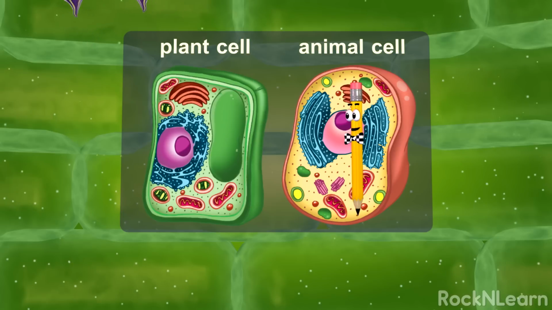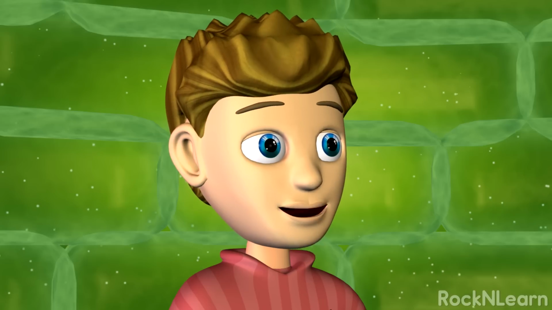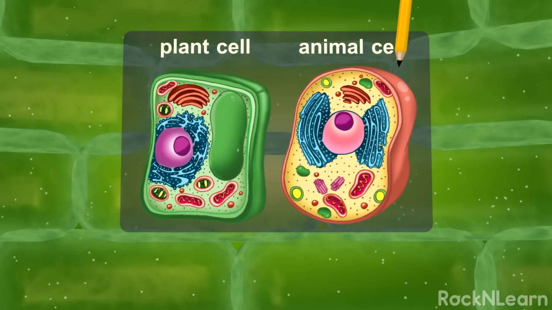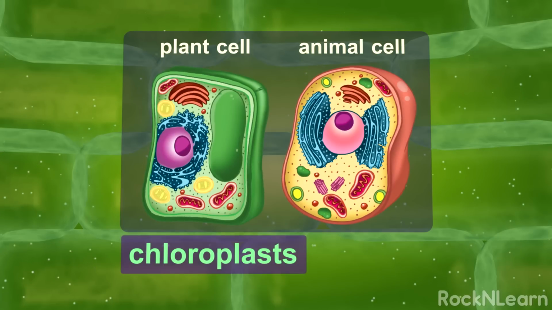Do you remember what the plants have that's green and helps them with photosynthesis? Sure I do, Marko. It's chlorophyll. Smart boy! Chlorophyll is stored in the organelles of the plant cells that are called chloroplasts.